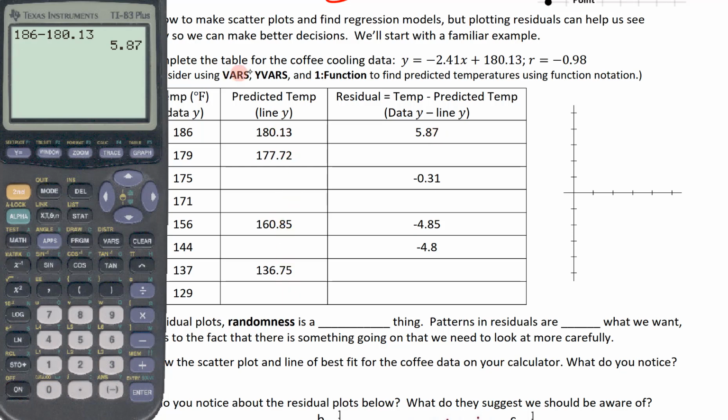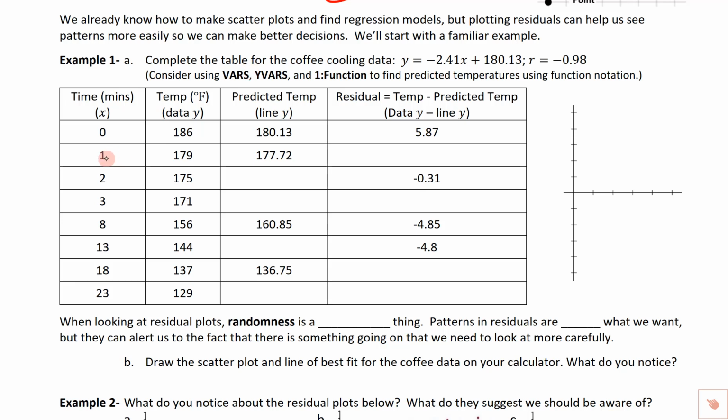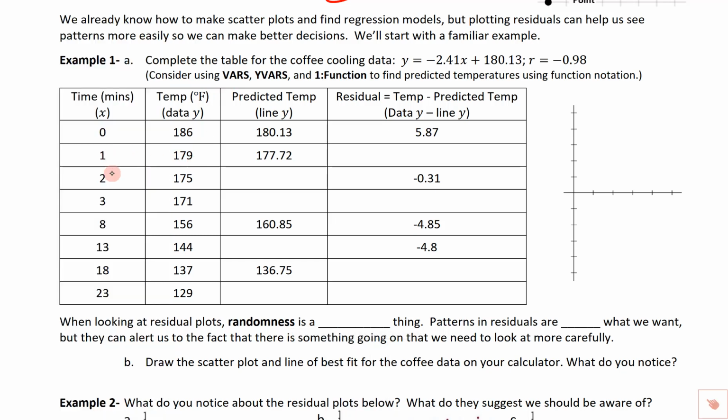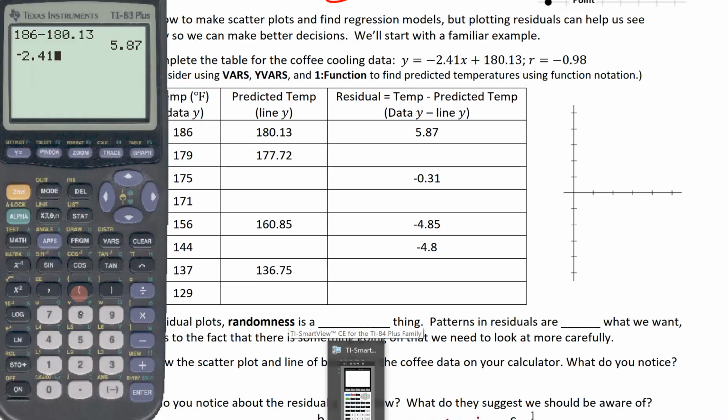Now, I'm going to show you this one. If we plug in a 1, we figure out what the predicted data value is. I'm going to do this one by hand, and then I'm going to show you an easier way to do it. We're going to do negative 2.41 times 1 minute, remember, and then add 180.13. Make sure we type that in the right way.